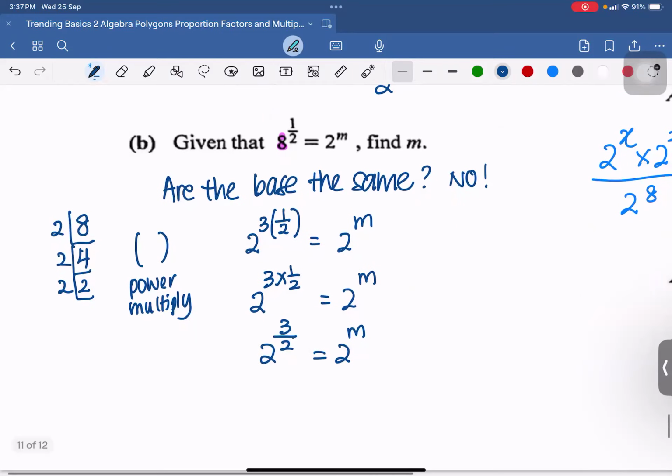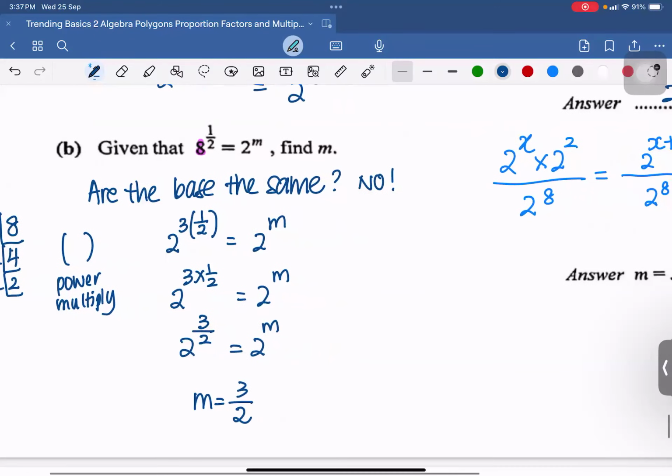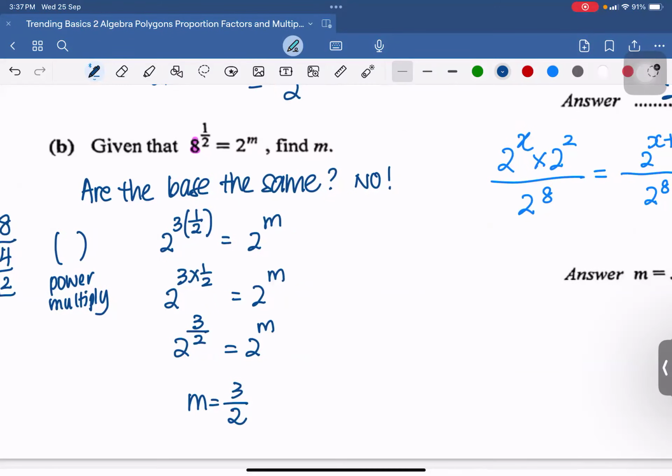So in this case, since the two bases are the same, the power will be the same. Therefore, m equals 3 over 2. Is it okay? Now, if you are okay with this, then I'm going to add on a question.